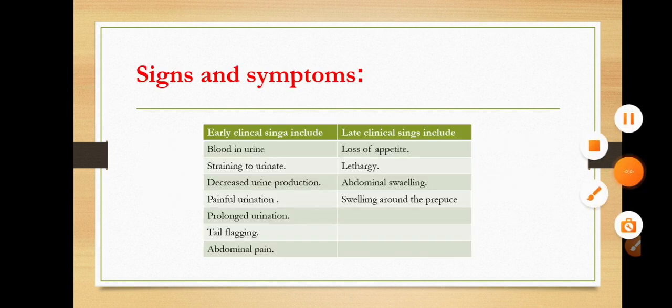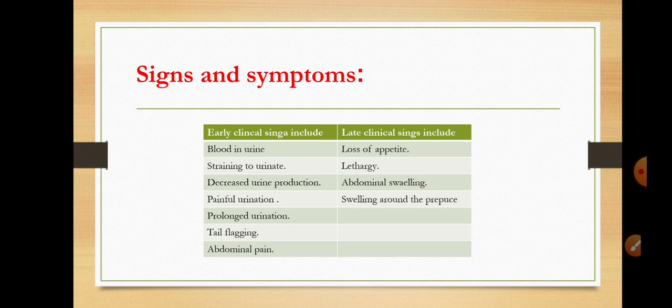Finally, I'm going to talk about the signs and symptoms of urolithiasis in small ruminants. We have early clinical signs and we have late clinical signs, of course.